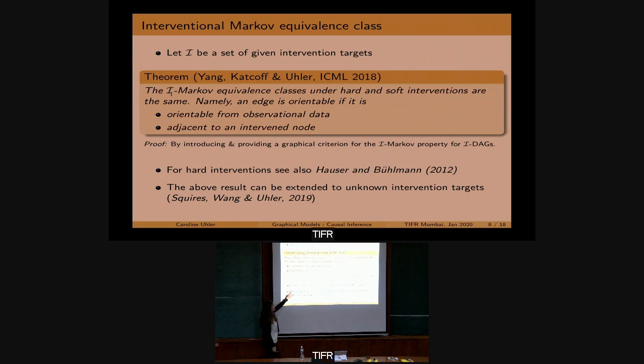So for hard interventions, this criterion was done in Hauser and Bühlmann, and we showed that it's actually the same also for soft interventions, that you're not losing anything even when you have soft interventions. And what we just recently showed is actually that you don't even need to know the intervention targets. You can identify the intervention targets. Question is, of course, how do you do that computationally efficiently? I'll talk about this briefly, but you again get exactly the same kind of result.